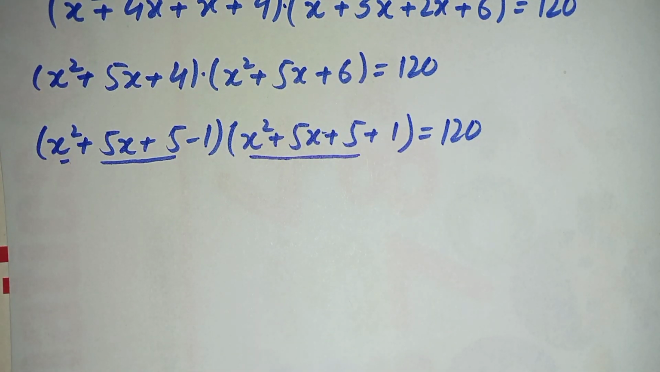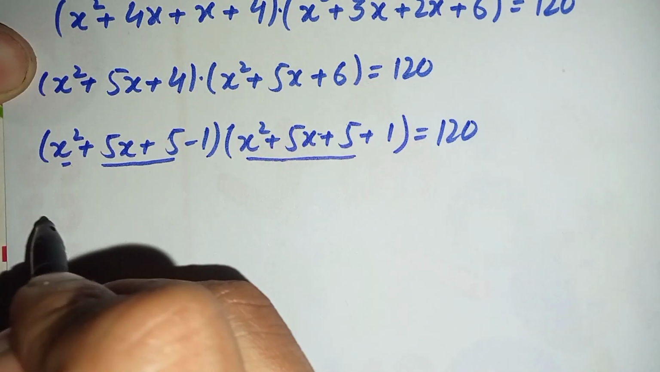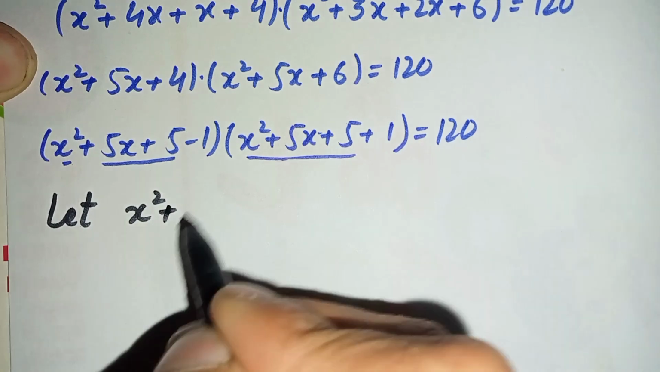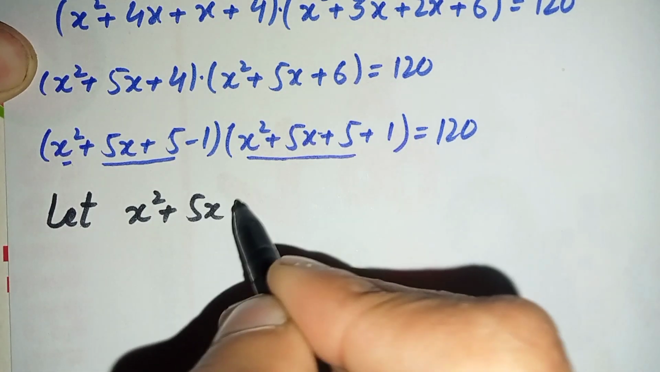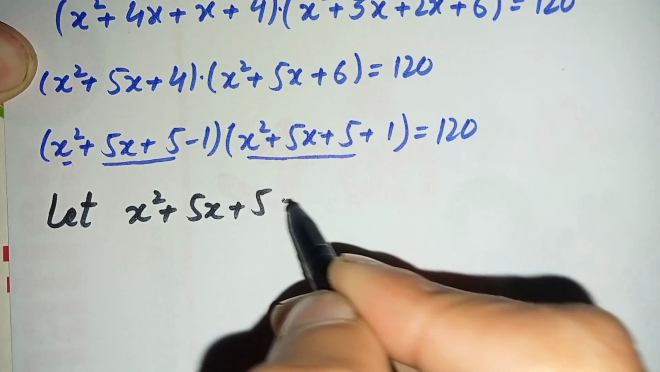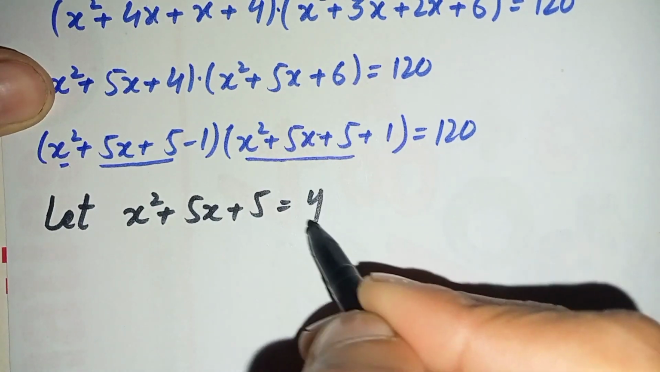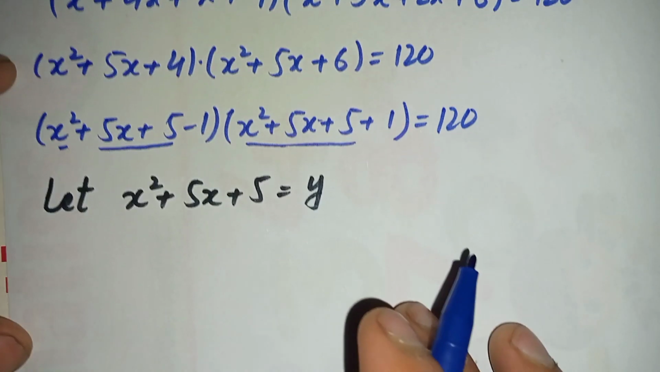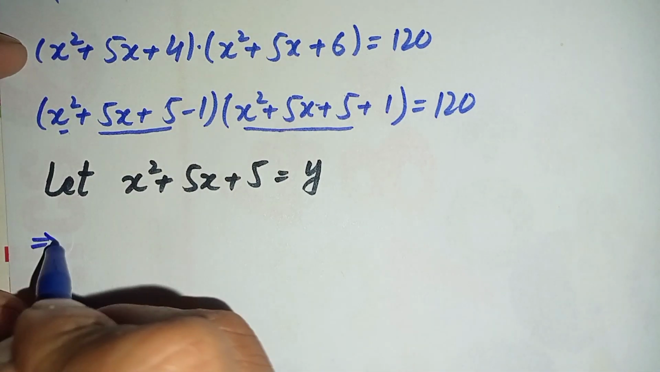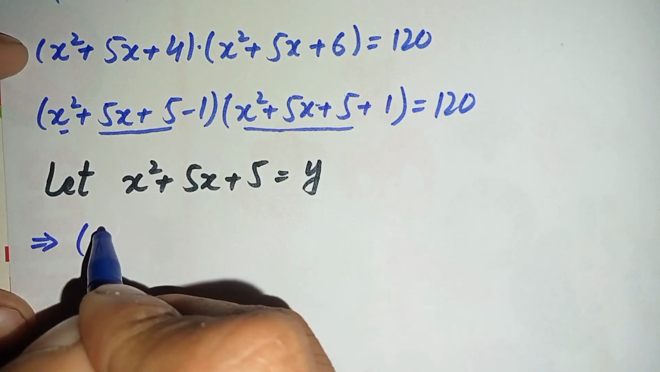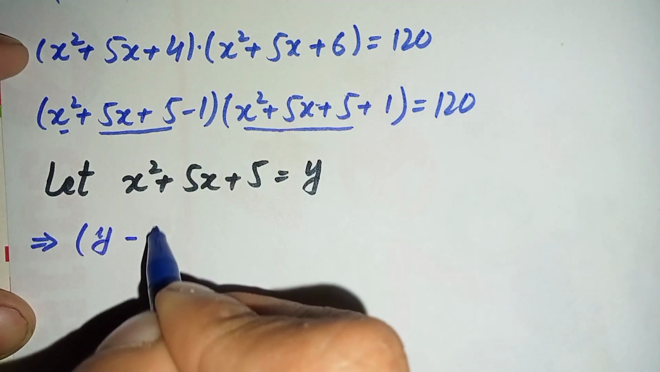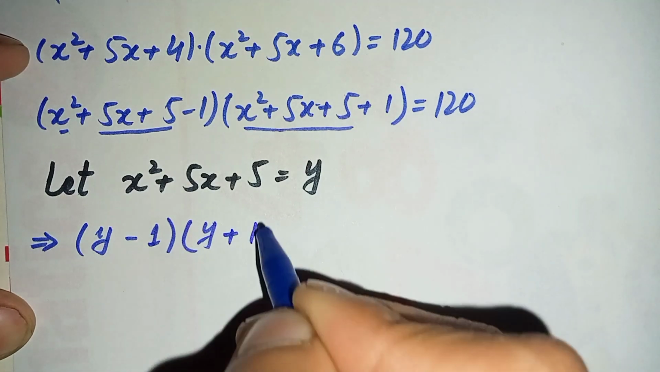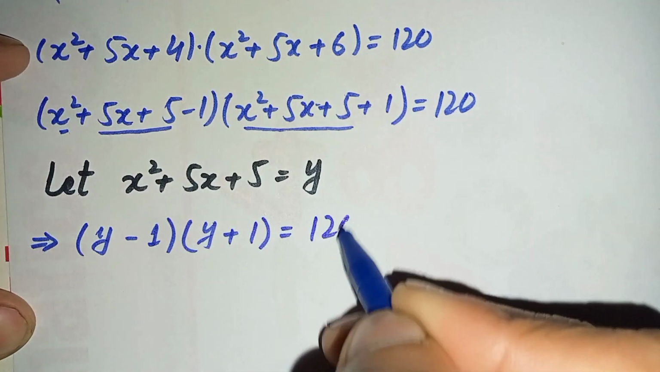So here we will make a supposition. Let us suppose x square plus 5x plus 5 is equal to y. So here in these two expressions we will replace the quadratic expression with y. So it will become (y minus 1) times (y plus 1) is equal to 120.